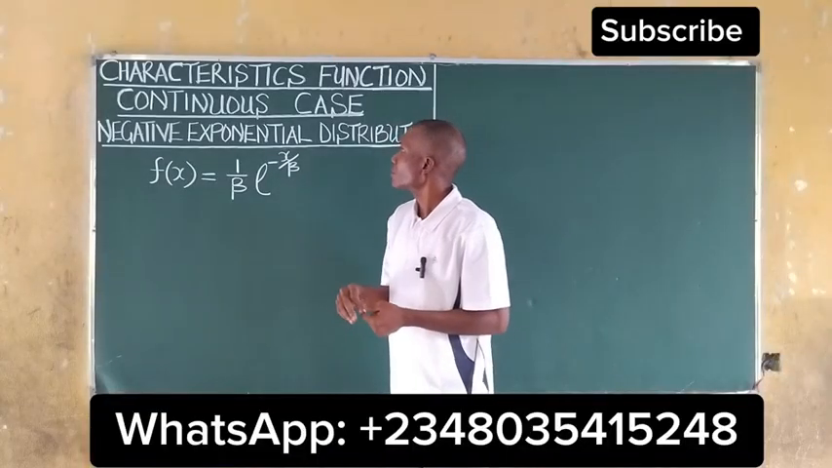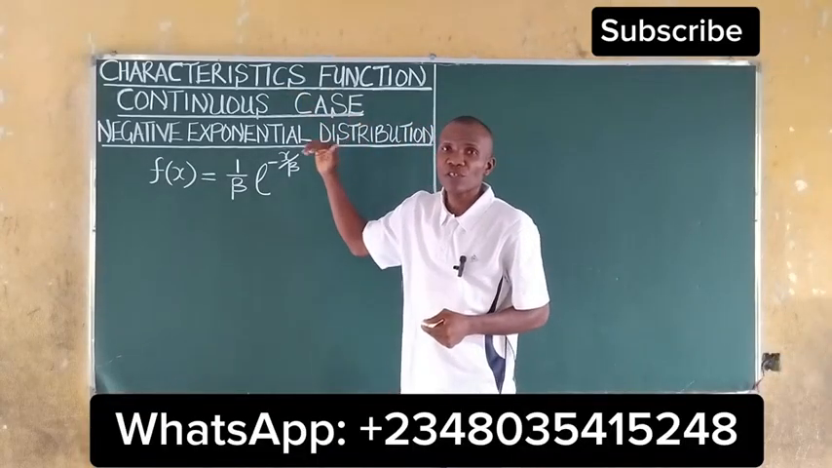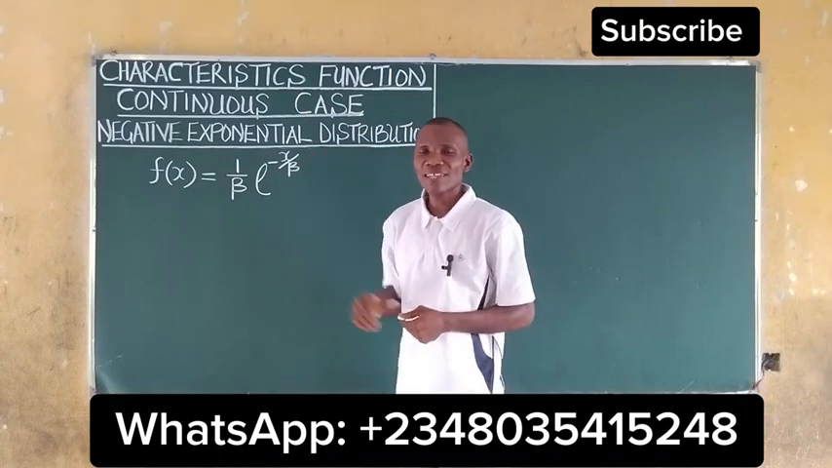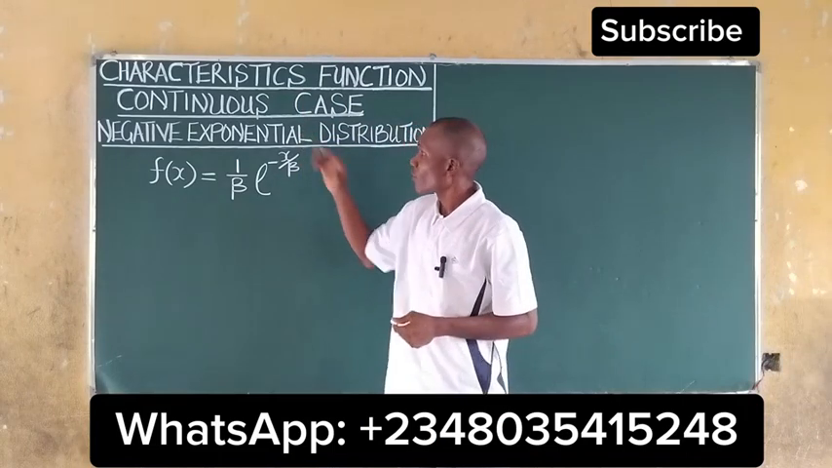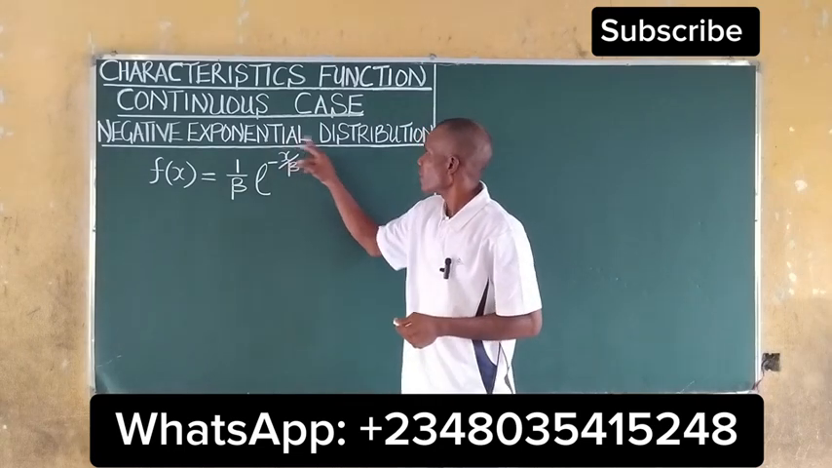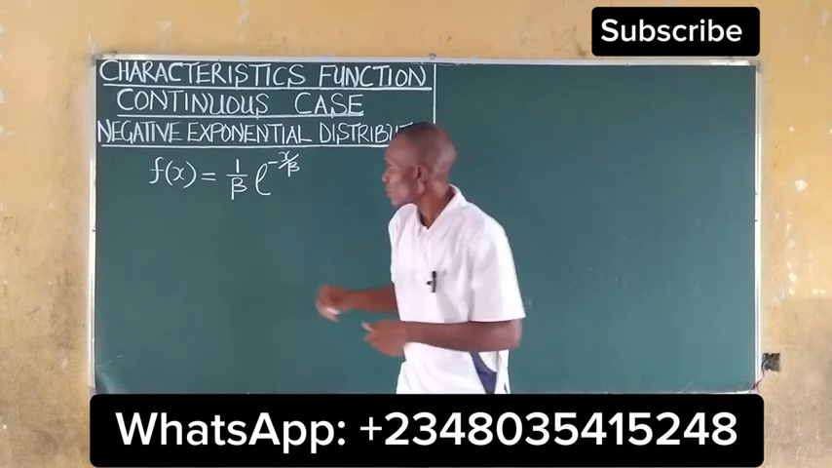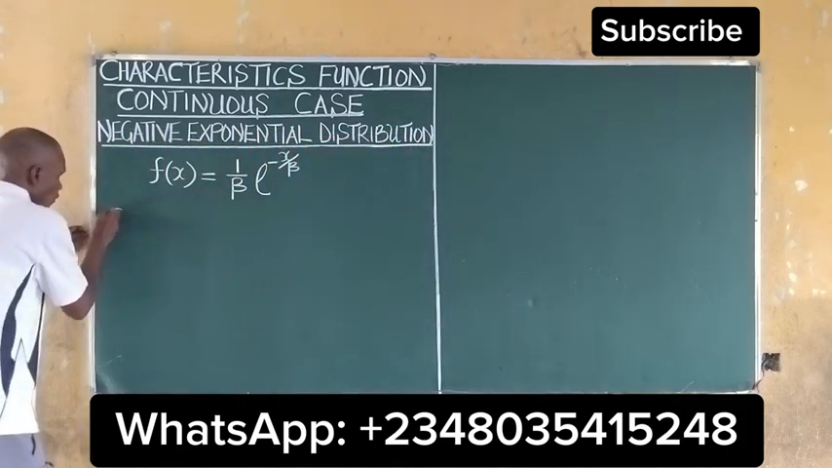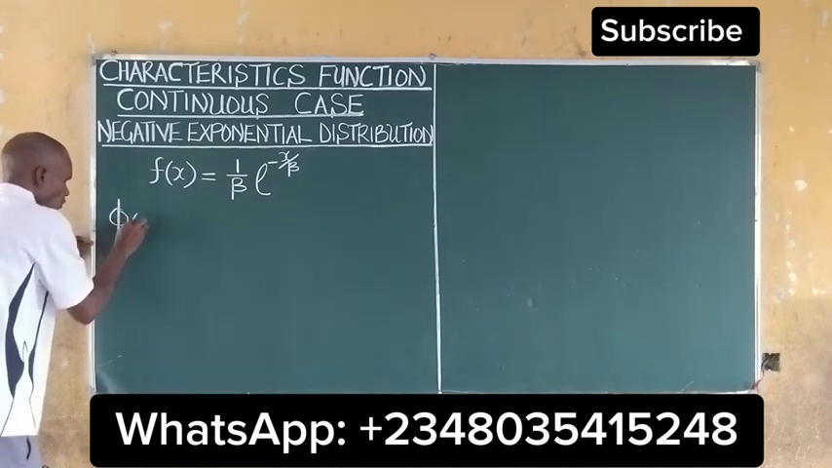We shall be discussing the characteristic function of some standard distributions for the continuous case. In this case, we'll be talking about the negative exponential distribution. So the first thing to do is to write the characteristic function.